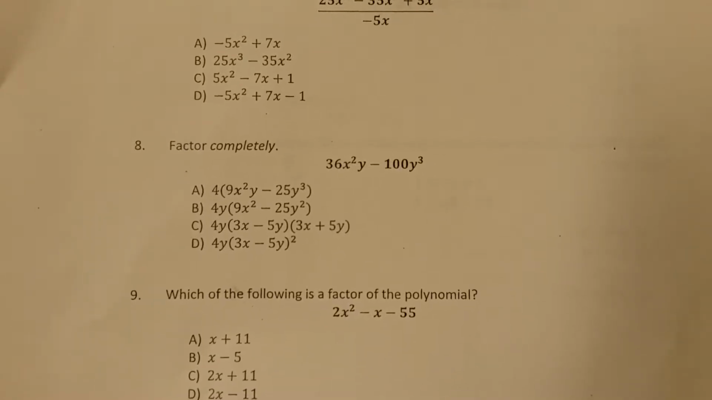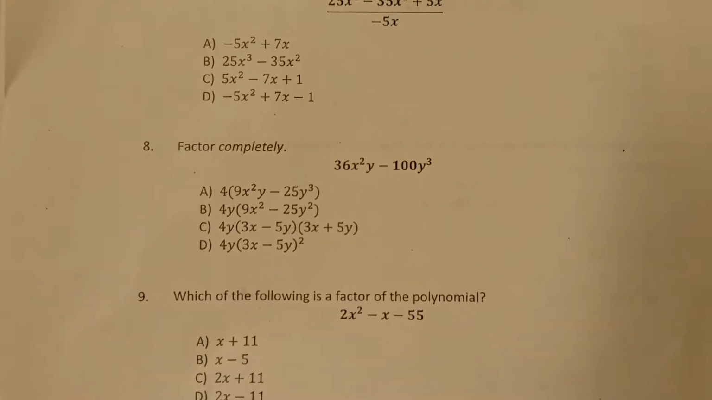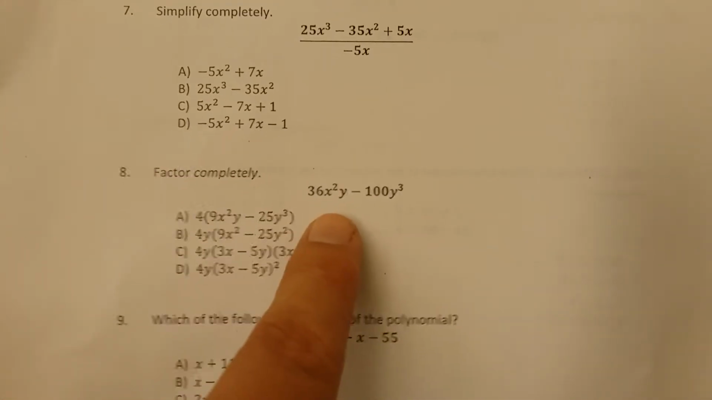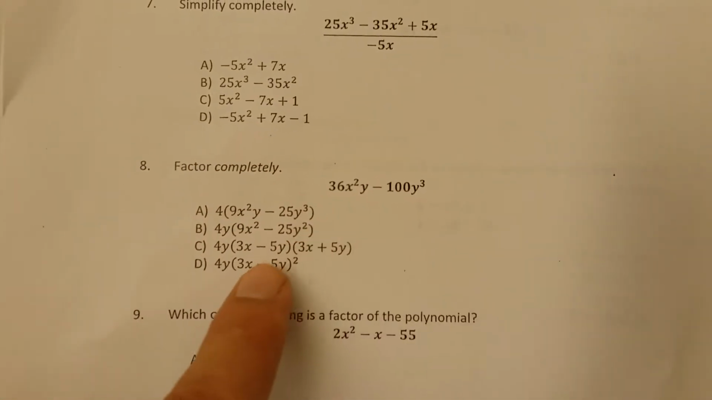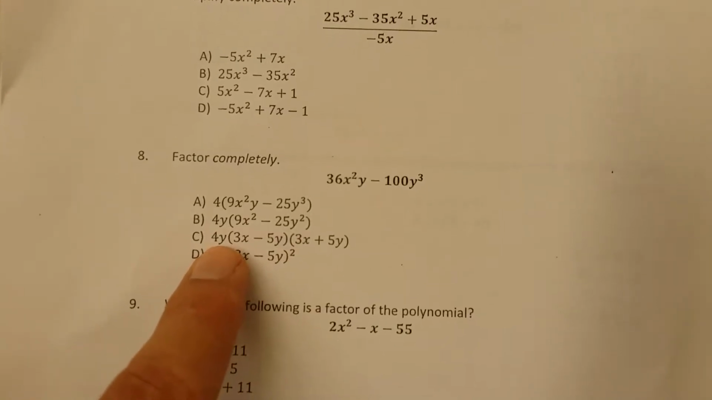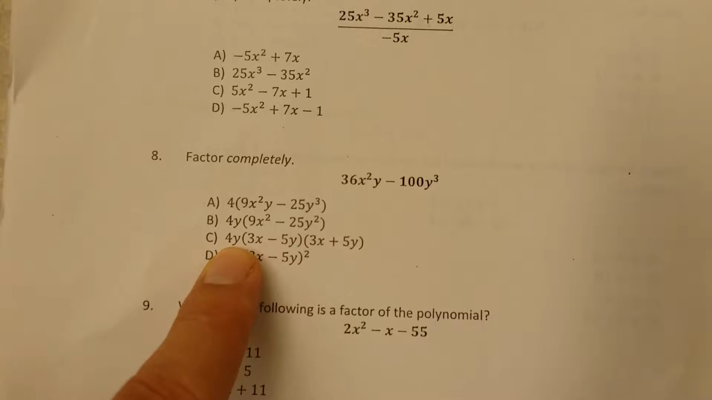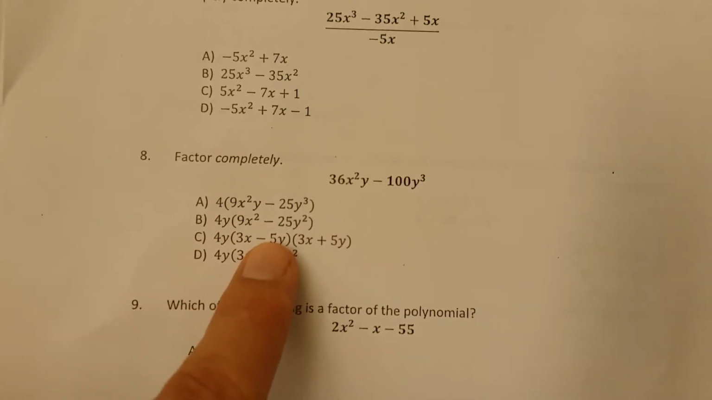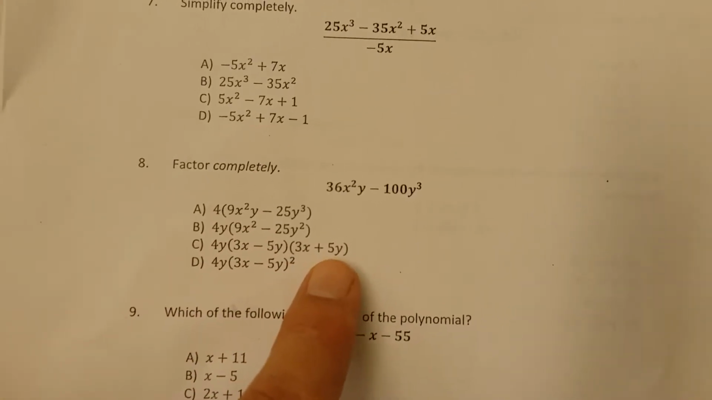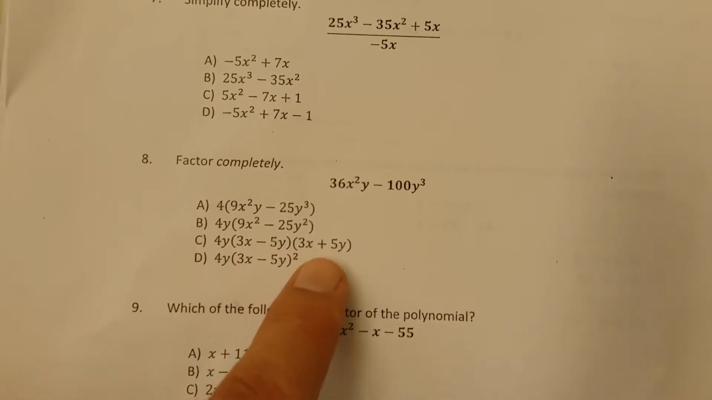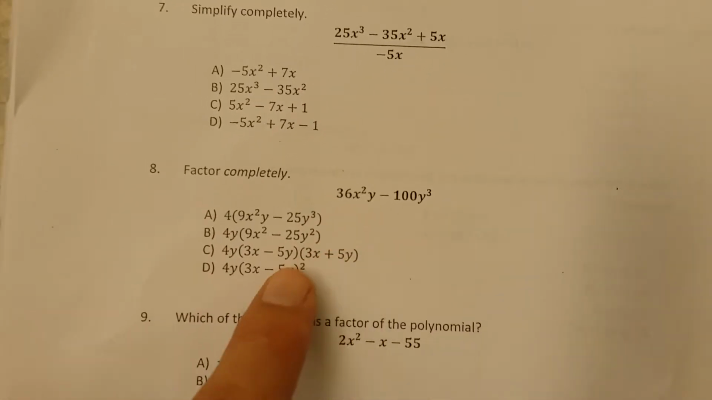Now we're doing the CEAFE sample A number 8. And if you look at this choice, it says factor completely, and then it gives us a binomial. When you see a problem like this, you'll notice that there'll be one of the choices that has 3 possibilities, 3 factors. Here we have the 4y, 3x minus 5y, and the 3x plus 5y. You always want to choose the one with 3 choices for the one that says factor completely.